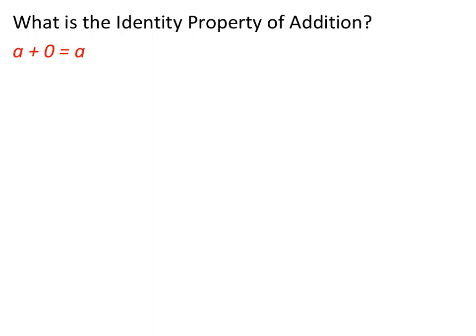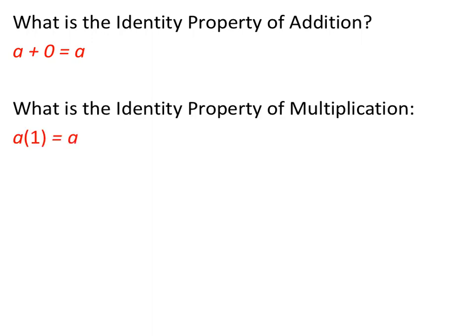So what is the identity property of addition? It's A, which would be any value, plus 0 is the same value, A. What is the identity property of multiplication? It is when we multiply a value by 1, which is shown right here, which is a little bit what they call abstract, meaning A can be any number.